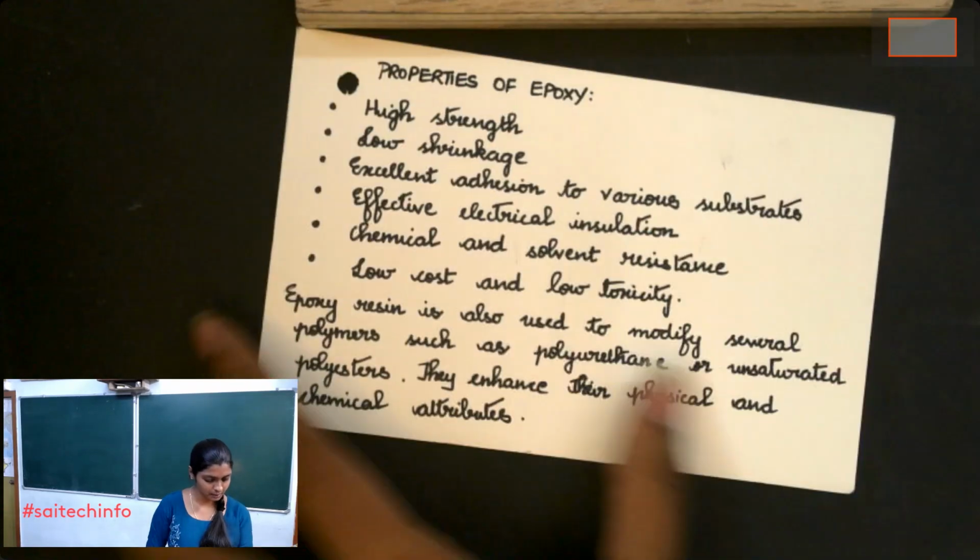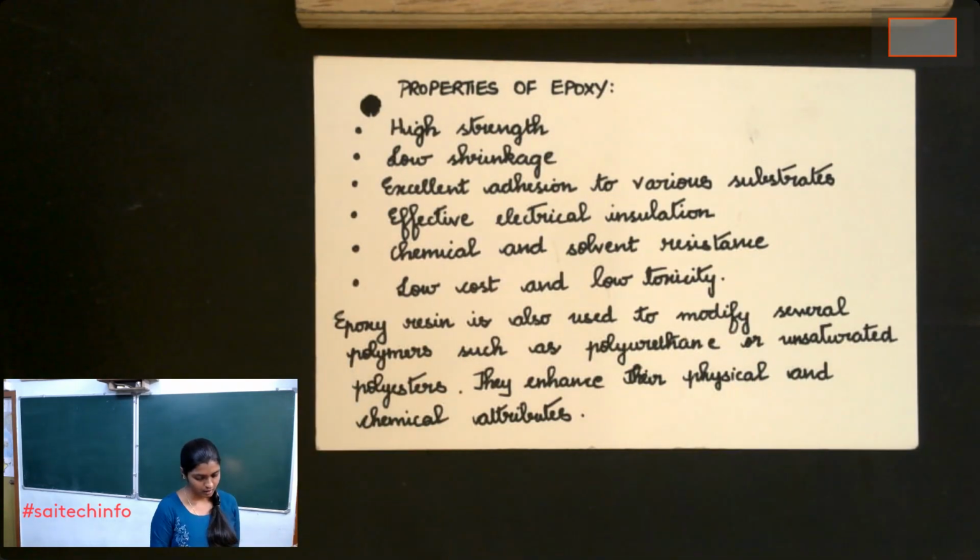Now we'll see about the properties of epoxy. It gives high strength, low shrinkage, and excellent adhesion to various substrates and effective electrical insulation, and it also offers chemical and solvent resistance. It also gives low cost and low toxicity for the products it is being coated.